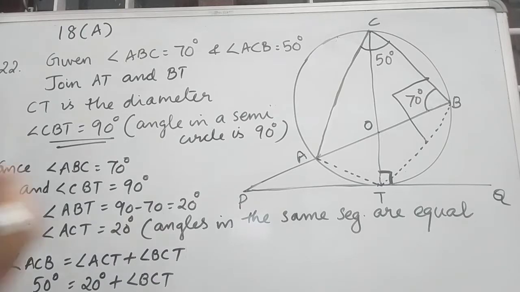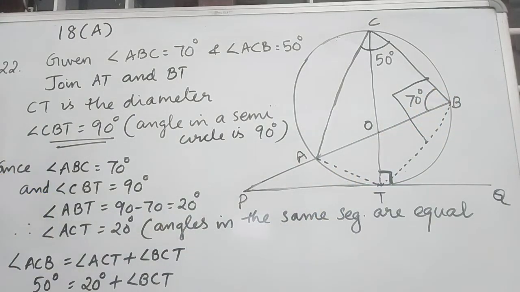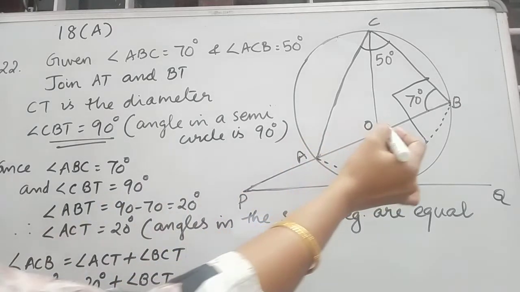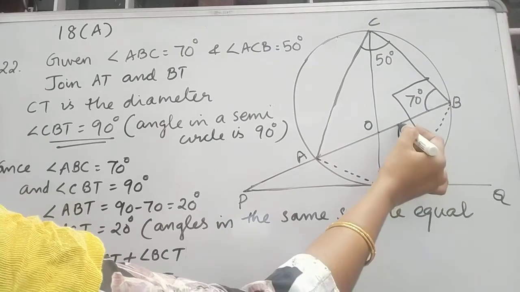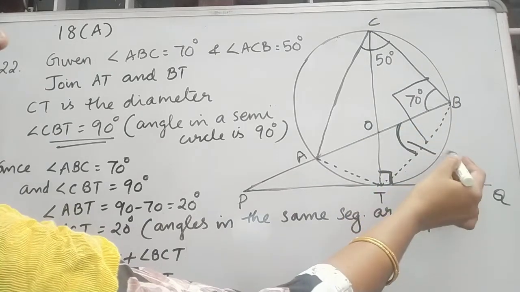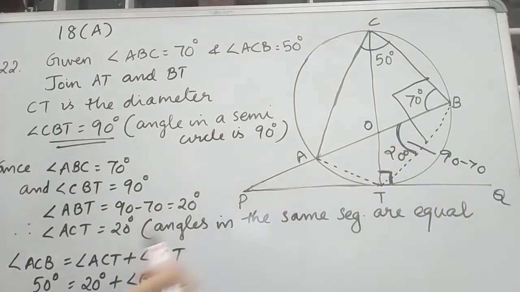Also given, angle ABC is 70 degrees. So what about the remaining angle ABT? The total angle is 90 degrees, so this angle will be 90 minus 70, which is equal to 20 degrees. So this angle is 20 degrees.